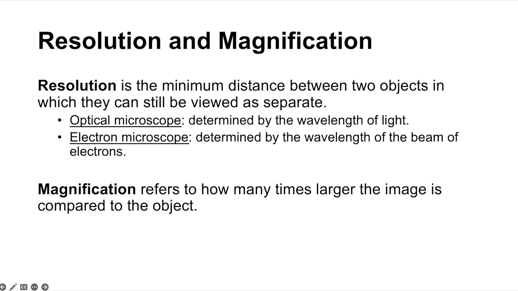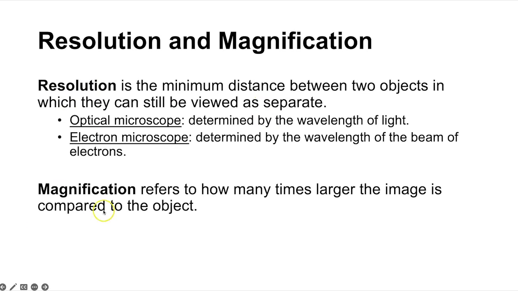So we've talked about resolution and magnification a little bit, but we haven't actually defined what they mean yet. Resolution is the minimum distance between 2 objects in which they can still be viewed as separate. That is your key definition to learn. You could turn that into a flashcard. With optical microscopes, that resolution is determined by the wavelength of light, and as we said, with electron microscopes it is determined by the wavelength of an electron, which is shorter than for visible light, which is why electron microscopes have a higher resolution.